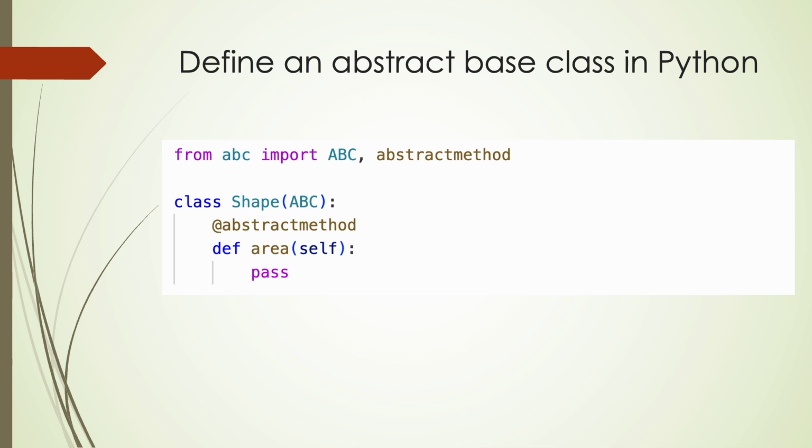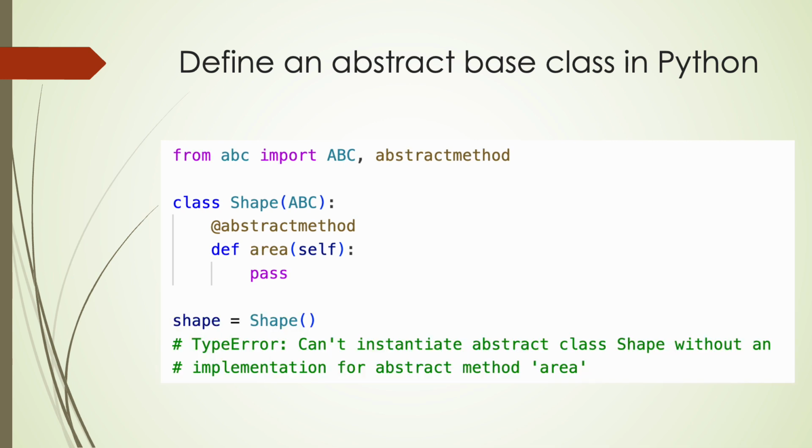An abstract base class normally defines one or more abstract methods that have no implementation, using the abstractmethod decorator. You don't need to put any other code in the abstract methods, as they only work as placeholders and must be implemented in the subclasses. If we try to instantiate the abstract base class directly, a TypeError would be raised saying that the abstract class cannot be instantiated without an implementation of the abstract method.